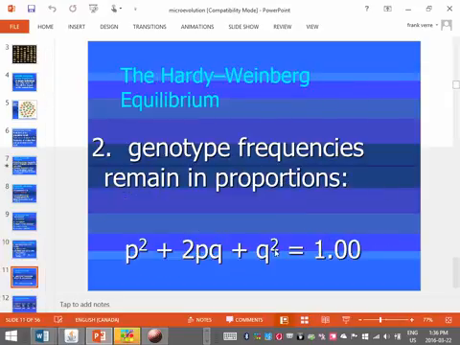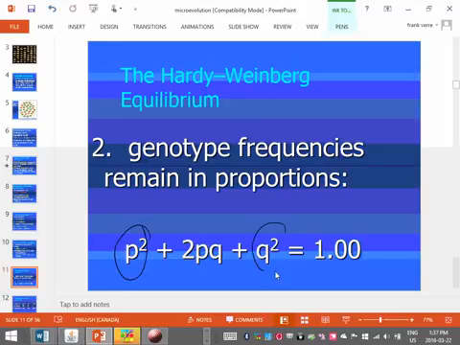Secondly, if we have 2 alleles, how many genotypes are there? There's homozygous dominant, there's homozygous recessive, and then there's heterozygous. Okay? So this one over here, this is the homozygous dominant. This is the homozygous recessive, and this is the heterozygous.